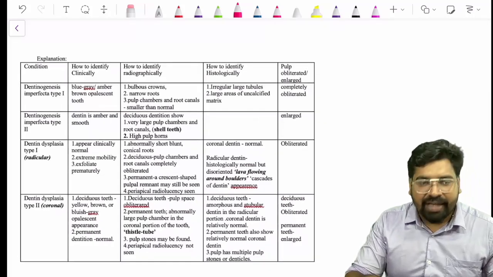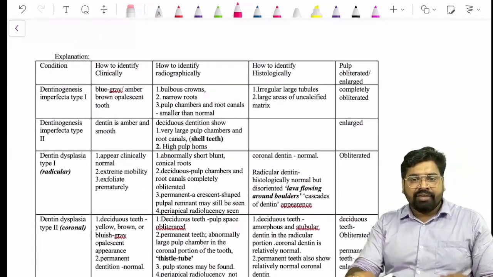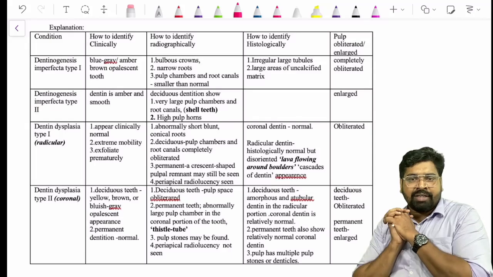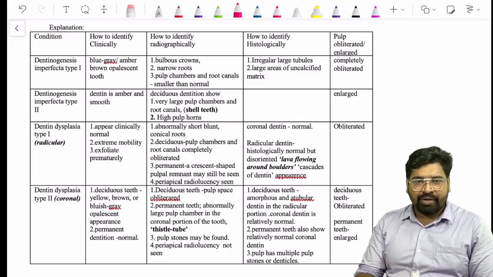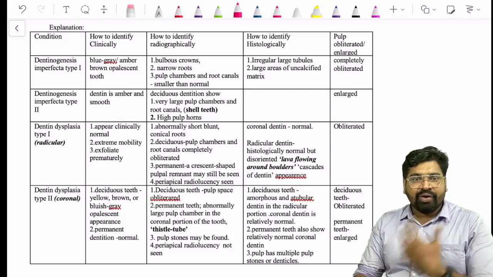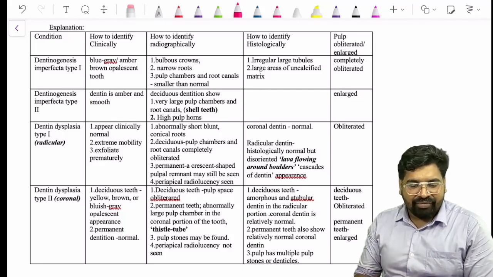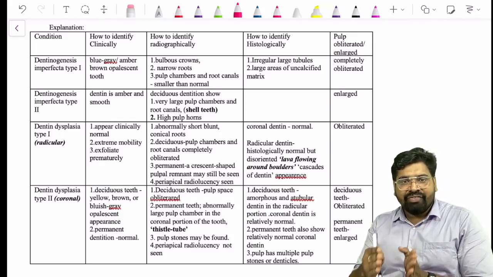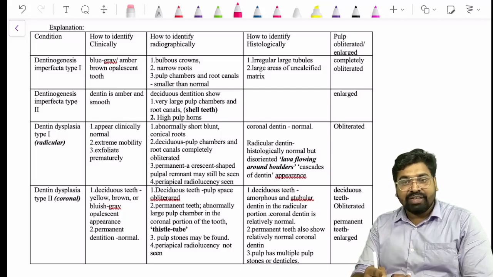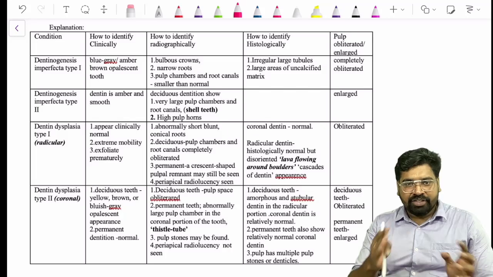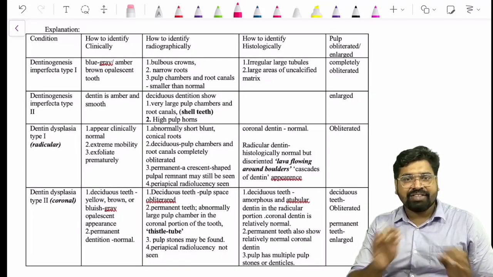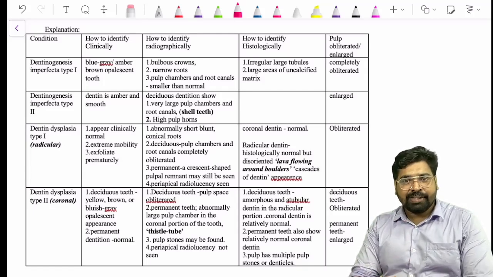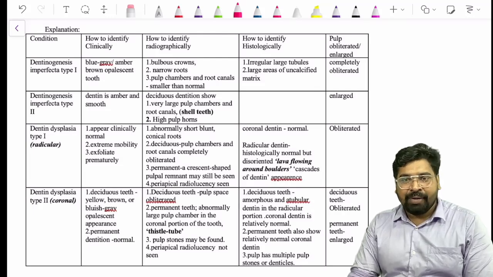And this is a chart which I have made for you, a table to have a quick revision. You can take a screenshot of it. I have compiled everything for you: the condition, how to identify clinically, radiographically, and histologically, and the part about the pulp. So that's the revision. I hope you are clear with the developmental anomalies of your oral cavity.